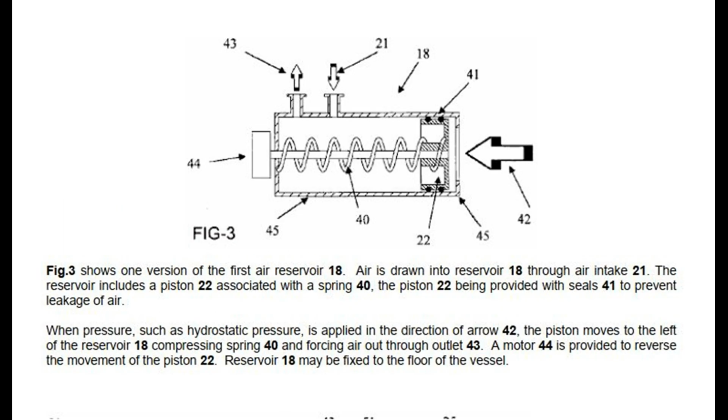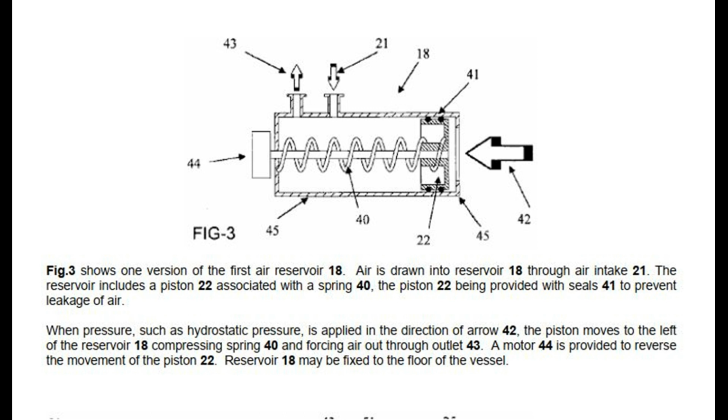Fig 3 shows one version of the first air reservoir 18. Air is drawn into reservoir 18 through air intake 21. The reservoir includes a piston 22 associated with a spring 40, the piston 22 being provided with seals 41 to prevent leakage of air. When pressure, such as hydrostatic pressure, is applied in the direction of arrow 42, the piston moves to the left of the reservoir 18, compressing spring 40 and forcing air out through outlet 43. A motor 44 is provided to reverse the movement of the piston 22. Reservoir 18 may be fixed to the floor of the vessel.